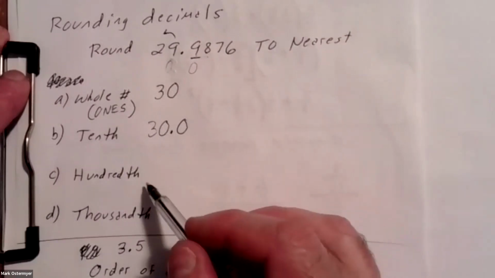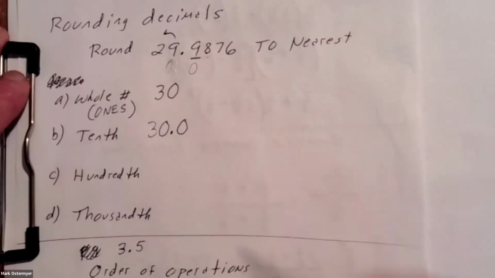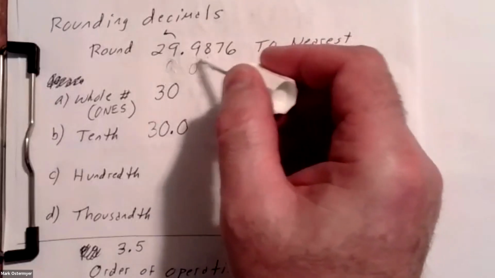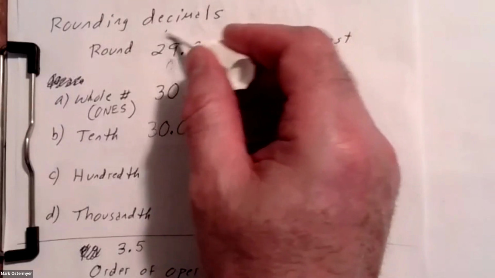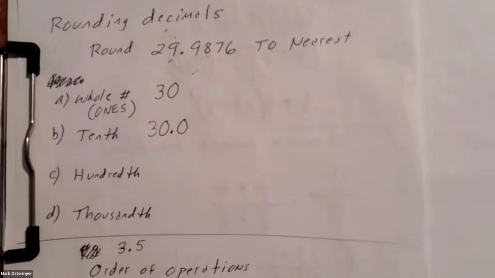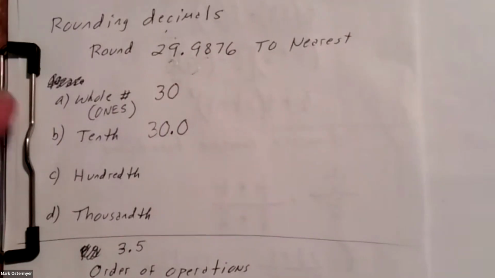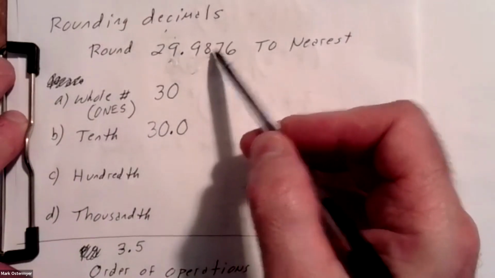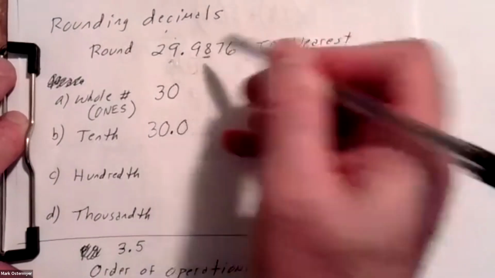Can we round this number off to the nearest hundredths? What digit sits in the hundredths place? What's my round off digit? The hundredths. What do you think? What's the hundredths place? Well, now my round off digit is the 8. Do you agree? That's the hundredths place. This is my round off place.